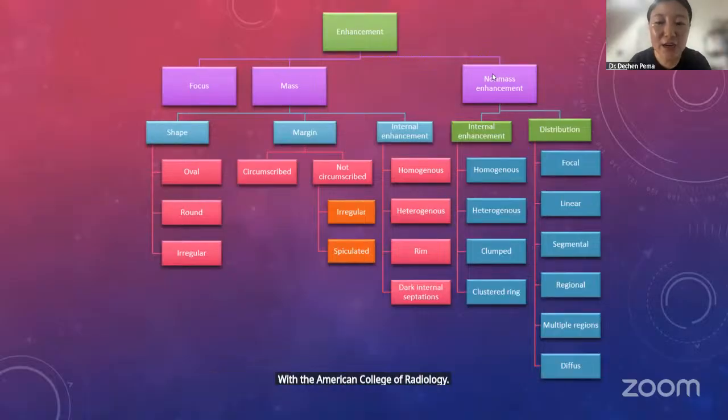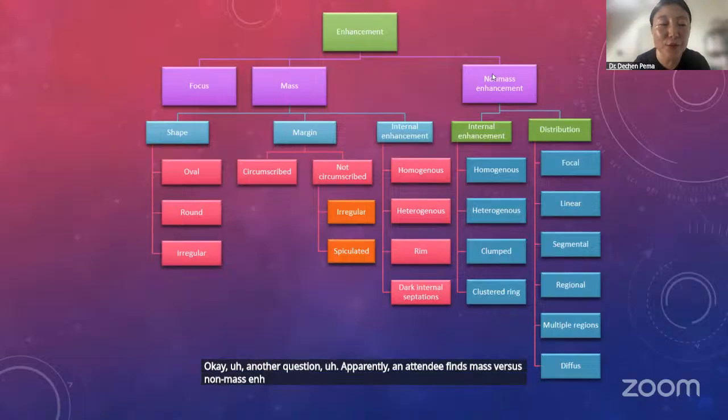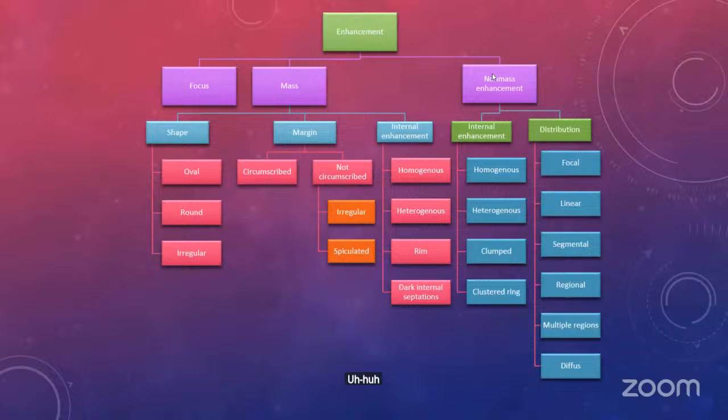Okay. Another question. Apparently, an attendee finds mass versus non-mass enhancement very confusing to differentiate on imaging. Would you give some tips on how to differentiate them?